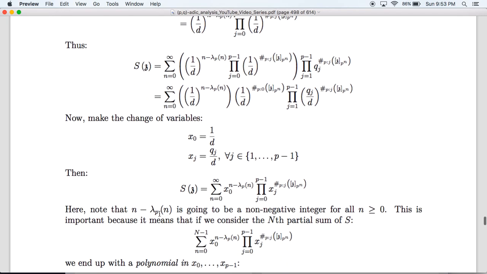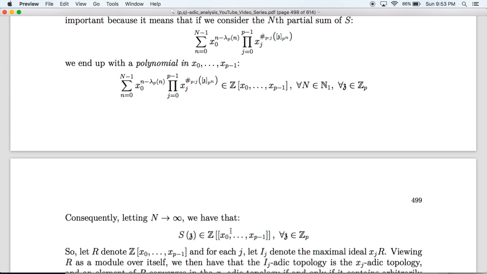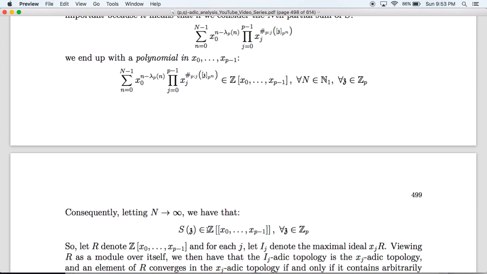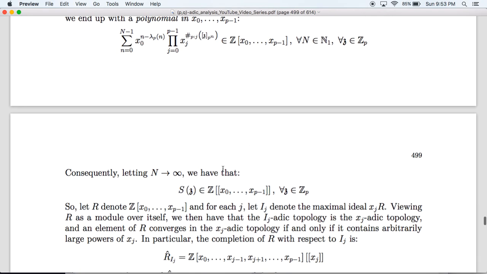So, and here note that since n minus lambda p of n is going to be a non-negative integer, and for n greater than or equal to 0, we then have that for n, if we consider the partial sums of s, these are going to be polynomials in the x's with coefficients in z. Consequently, letting n go to infinity, we're going to have that S of z is a formal power series in these indeterminates with integer coefficients. So how to make sense in terms of frame theoretic convergence, we can make sense of the convergence as follows.